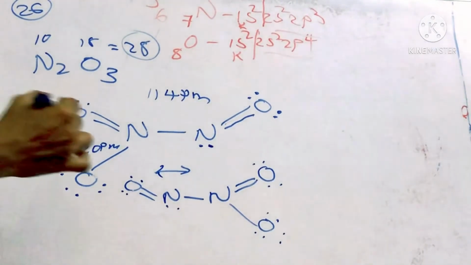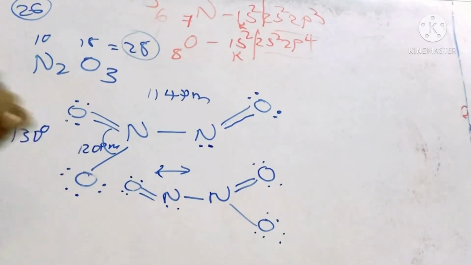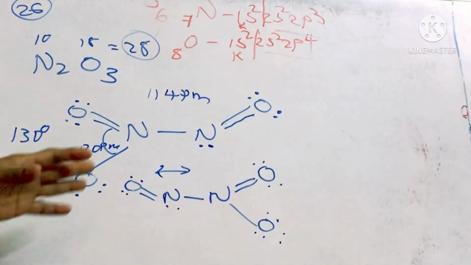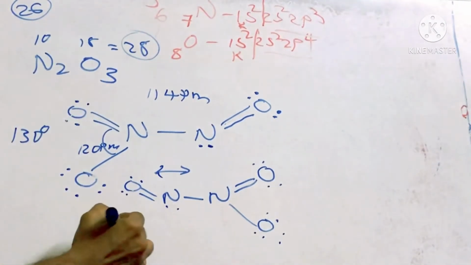For the angle O-N-N, this will be around 130 degrees. So like this we can have different bond parameters, which are sometimes useful to compare the molecules or to understand them better. And the shape, as you saw, is a planar shape. It is in a plane. So planar shape.